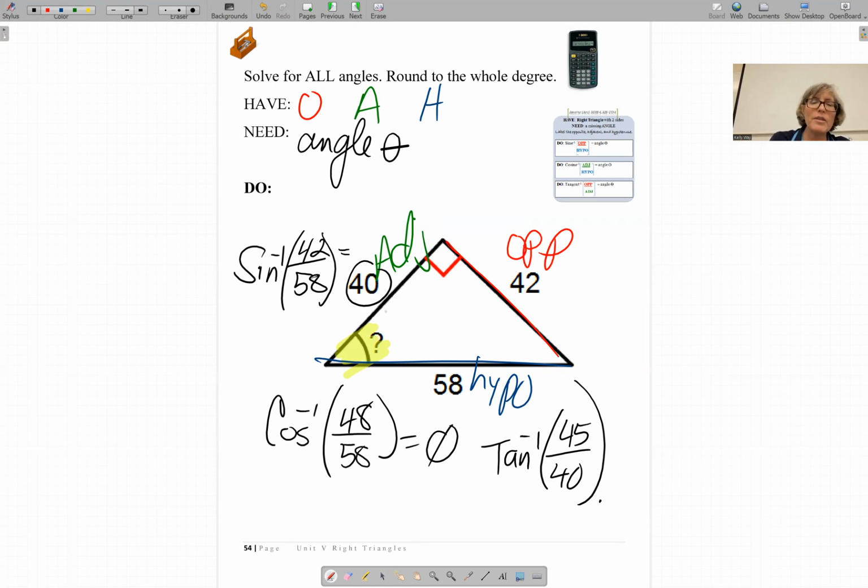And then I want you to find this angle and then use it to find this angle. I'm not going to give you the answer here. You find it yourself. Pause the video and do your own work. I'll be checking for accuracy.